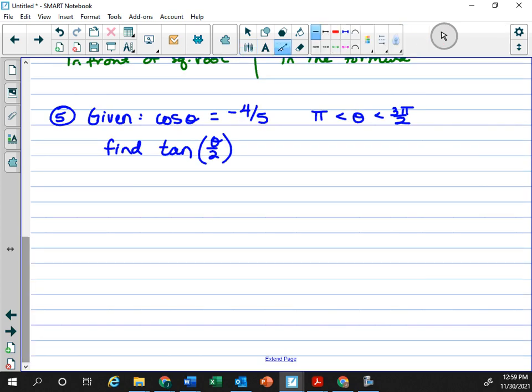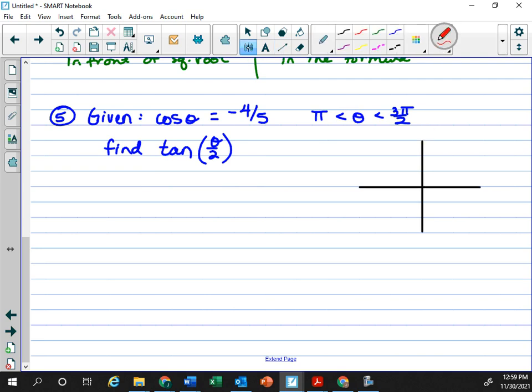Okay, we're going to draw our triangle first. Pi to 3 pi over 2, that's third quadrant, right? That's where theta is. That is not where theta over 2 is. So theta is down here. Cosine is negative 4/5. What's the other side going to be? Negative 3. Everybody okay with that? Okay. Remember we need to know where is theta over 2.